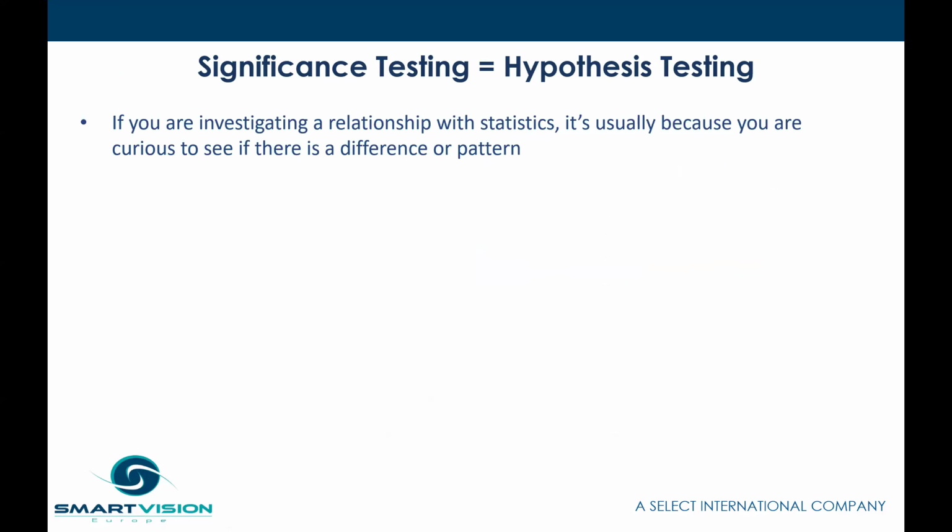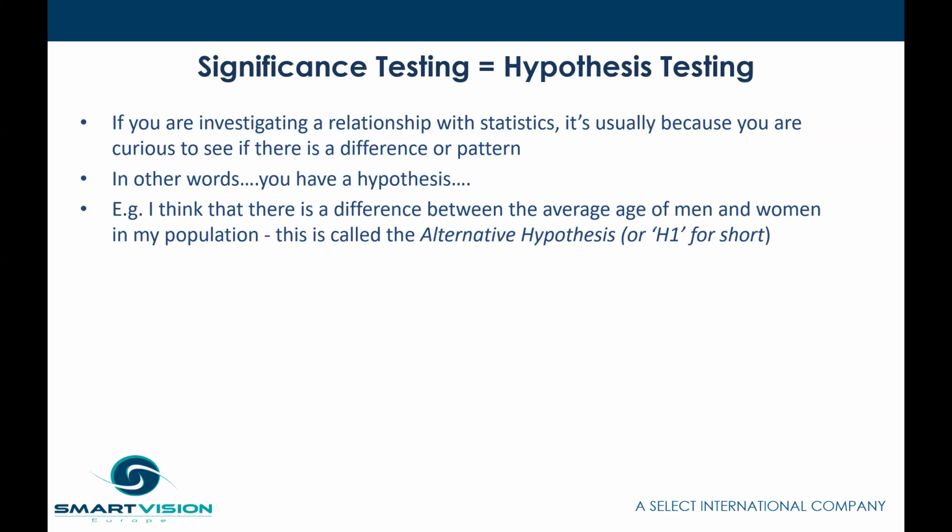So this relates to this notion of hypothesis testing. Just got to link this up. Now, I said, if you're investigating a relationship to begin with in statistics, it's usually because you're curious to see if there is a difference or a pattern or a relationship. Okay? In other words, you have some sort of hypothesis. There has to be some sort of statement that you're making, and you're going to say this probability links to that statement.